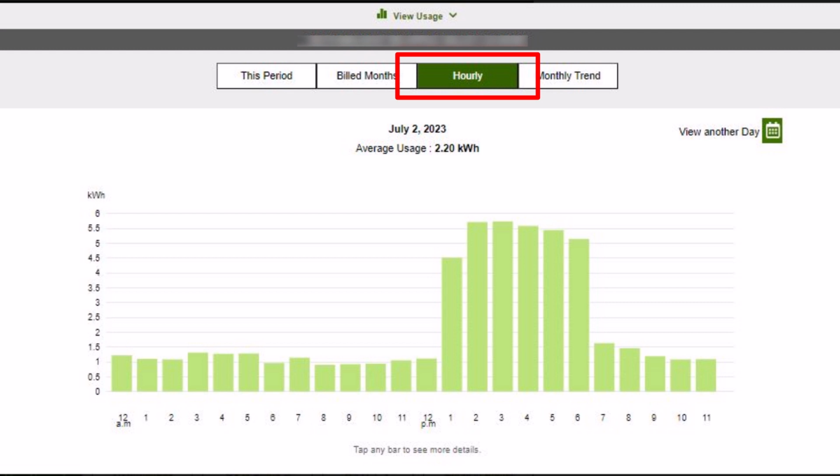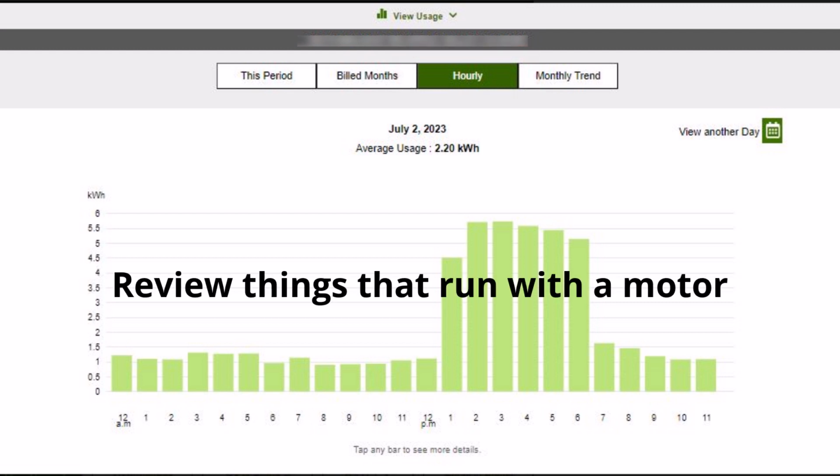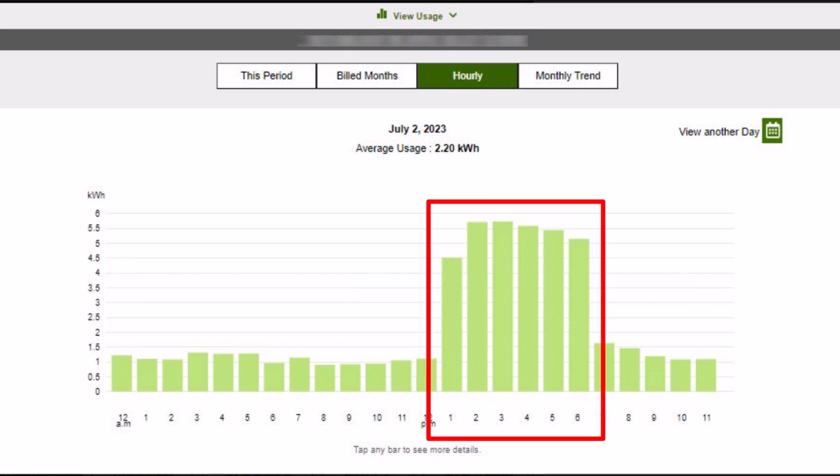The appliances to think about first are things that run with a motor, things like air conditioning, refrigerators, and pool pumps. In the case of this account, the customer's pool filter was running from 1 p.m. through 6 p.m. This is clearly seen by reviewing the hourly usage graph.